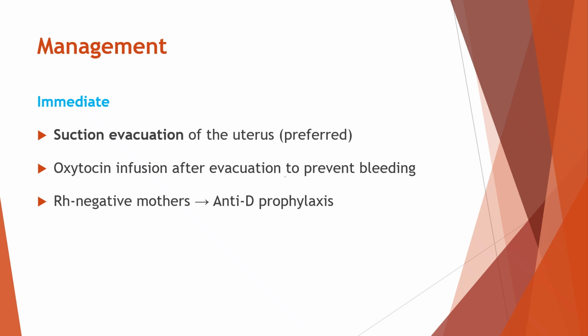For mothers who are Rh negative, anti-D prophylaxis is given. This prevents the development of antibodies that could affect future pregnancies. These immediate steps ensure the safe removal of the molar tissue and help protect the patient's health going forward.